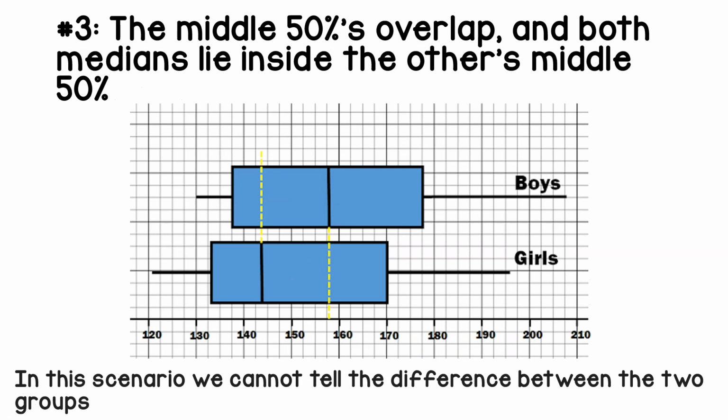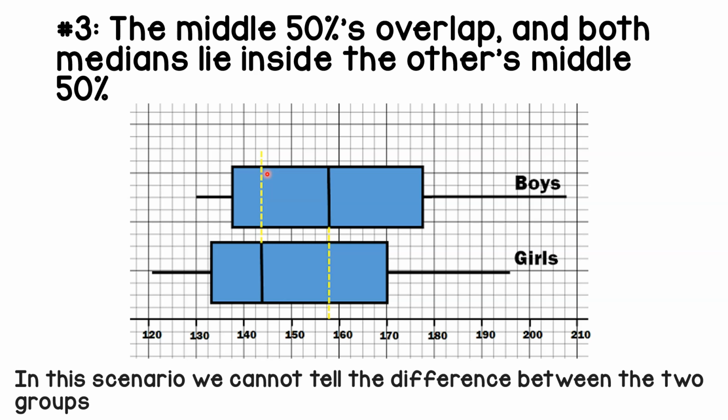Okay, and then we have this final scenario here. Now in this scenario, you can see the middle 50% definitely overlap. Look, the blue overlapping between the two is quite significant. See this blue here and this blue here overlap quite a bit. But you can also see that this median lies in this one's middle 50%, and this median lies in this middle 50%. So in this scenario, we cannot tell the difference between the two groups.